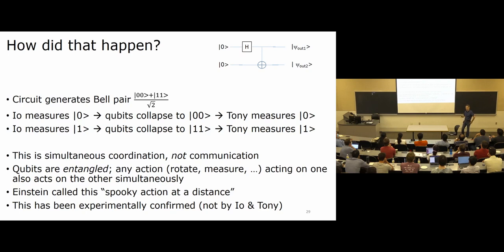What about if Io, again on Venus, measures a few seconds earlier because he's taking a nap? She measures ket 1. Then it must be ket 11. That's what this collapse implies. And because of that, Tony must measure ket 1. So they're measuring the same.